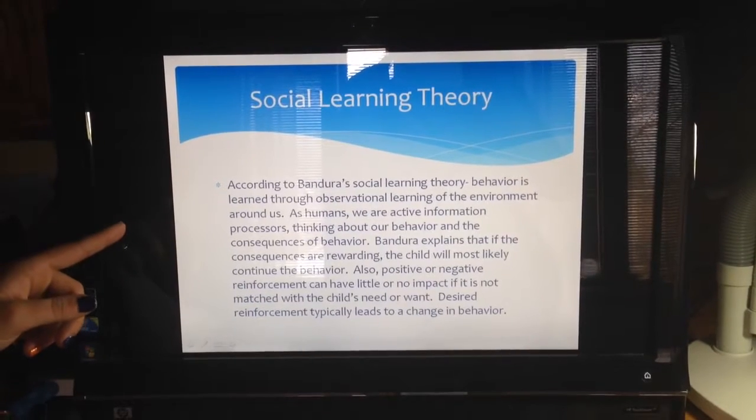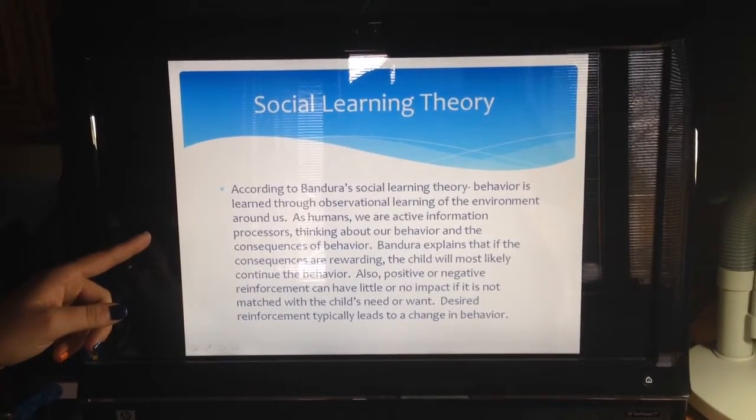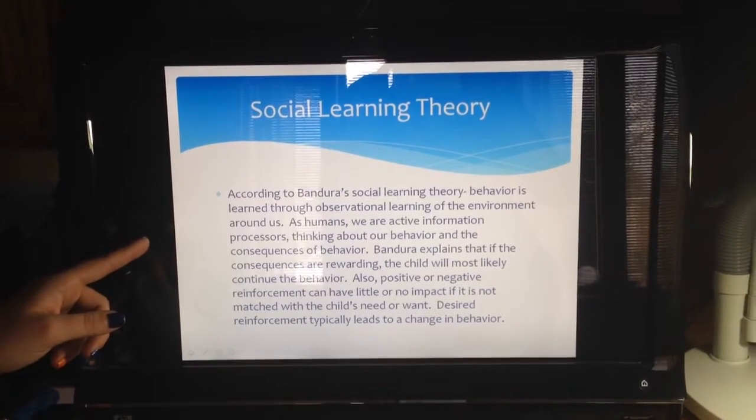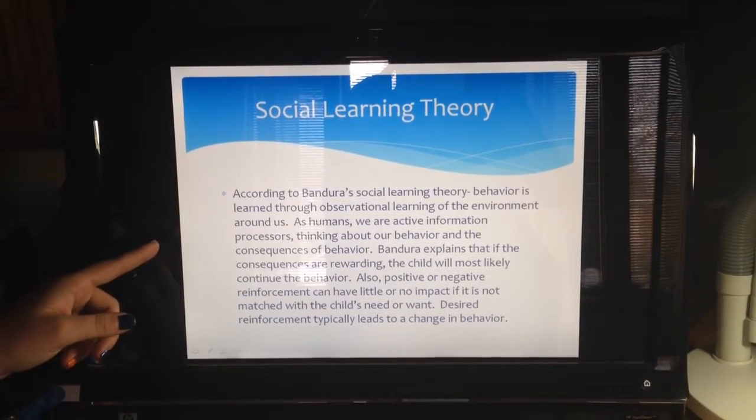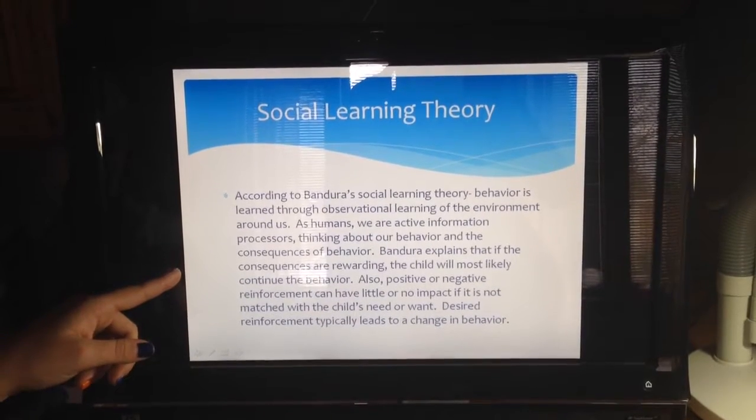As we know, Arthur Bandura's social learning theory tells us that observational learning of the environment occurs around us. So we are constantly thinking about our behavior and the consequences of our behavior.